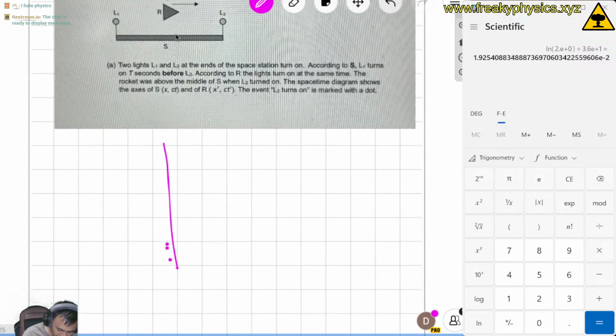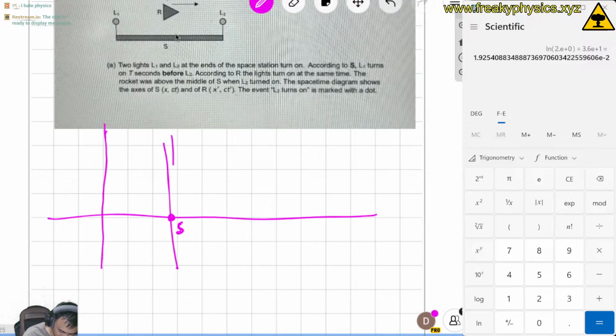so if we draw the spaceship's coordinate system first, right? So if this is the spaceship, if this is the actual location of S, the light would be somewhere here, L1, right? But I'm not going to draw its position. Rather, I'm going to draw its possible trajectory along there. So this is going to be the L1 line, timeline, all right? L1 timeline.